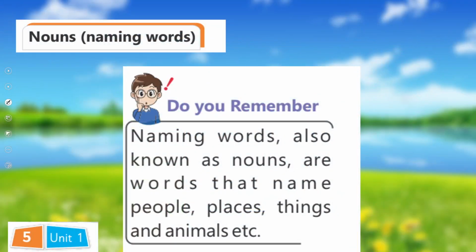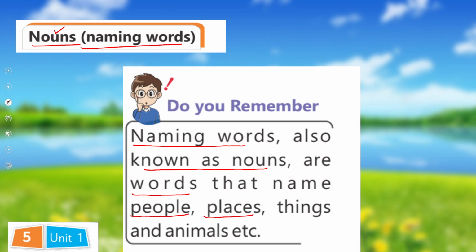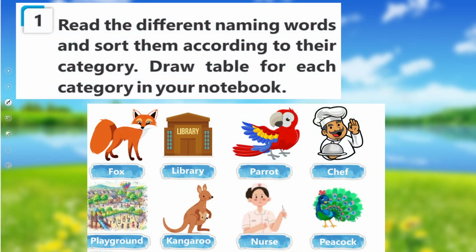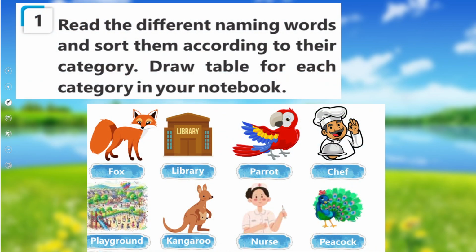Now let's recall. Nouns, in other words, can be called naming words. Do you remember from your page 5? Naming words, also known as nouns, are words that name people, places, things, and animals, etc. Now, what you're supposed to do is read the different naming words and sort them according to their category. Draw a table for each category in your notebook.